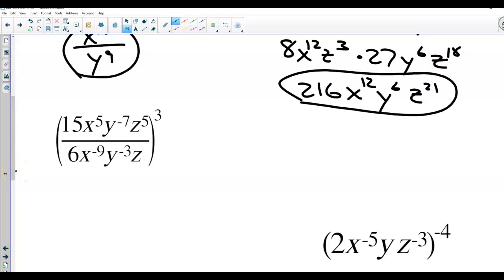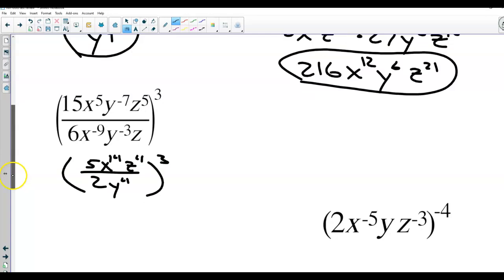Whenever you have a fraction raised to an exponent, I always think it's easier to get the number smaller. I'm going to reduce this fraction in the parentheses first. 15 over 6 is 5 over 2. 5 minus a negative 9 is 14. So it's x to the 14th. Negative 7 minus a negative 3 is negative 4. So y to the 4th goes on the bottom. And 5 minus 1 is 4.